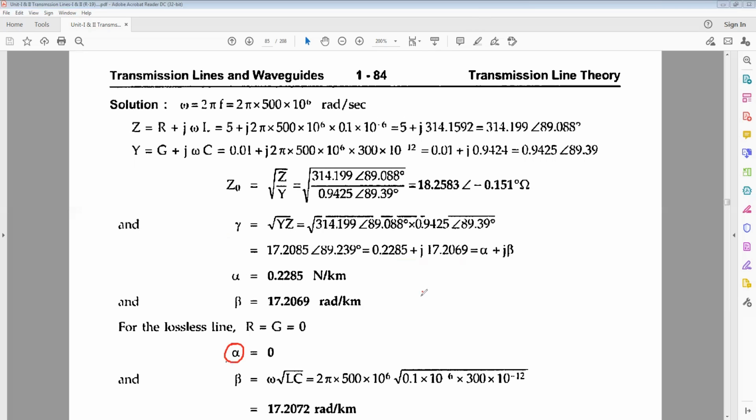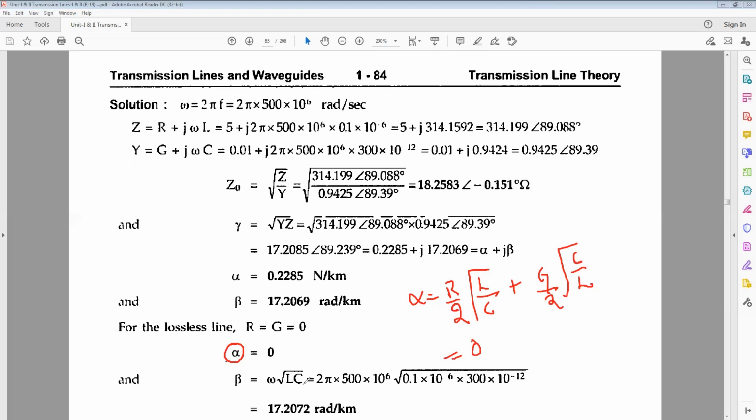Alpha is equal to R by 2 under root of L by C plus G by 2 under root of C by L, that is the formula we have. But for the lossless transmission line, alpha is equal to 0 when R and G are both zero. R is 0, so the first term is 0, and G is 0, so the second term is also 0. And we have only the beta.